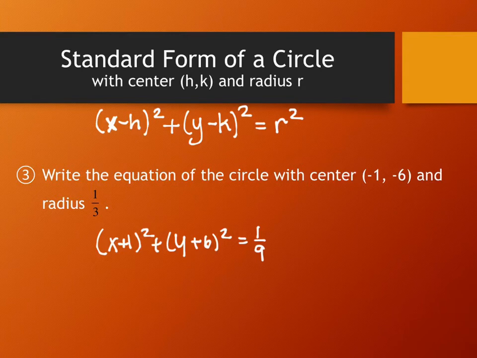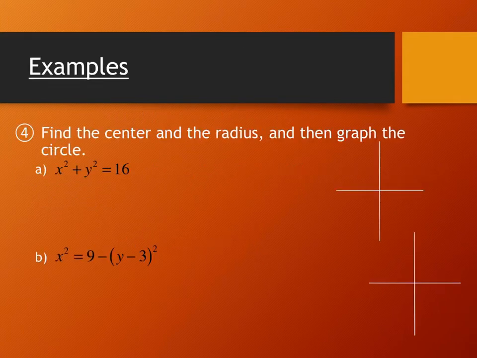Okay, the next two examples that I have are actually taking the equation itself and then going the other direction. So we're going to take an equation and figure out what was the center and the radius, and then we're also going to graph them. Okay, so taking a look at this one, I have x squared plus y squared equals 16. I need to know the center and the radius.